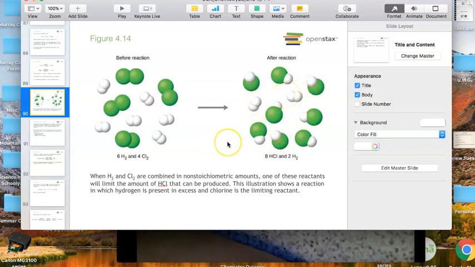So here, this is just a picture showing you that instead of talking about moles, the coefficients can also represent the number of molecules in the chemical reaction reacting together. And so here we're seeing that we have excess H2, and that our limiting reactant would be our Cl2.